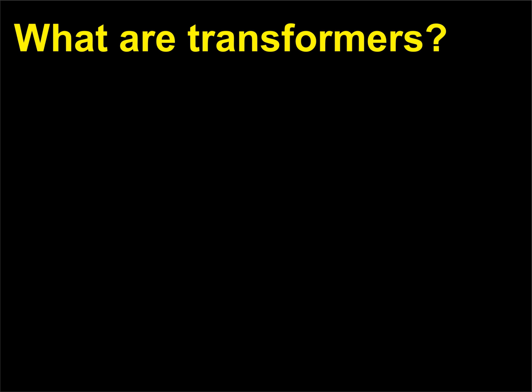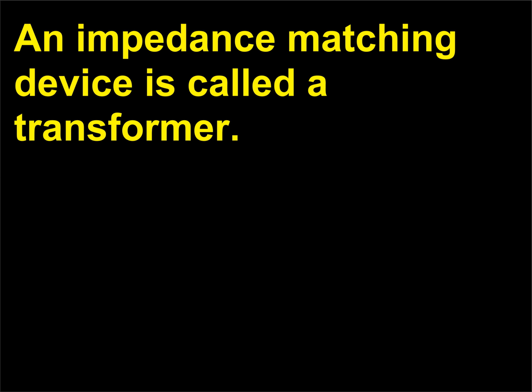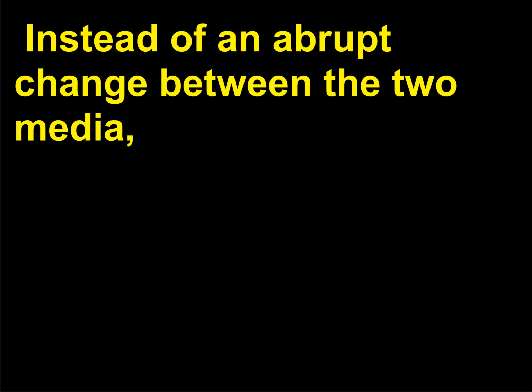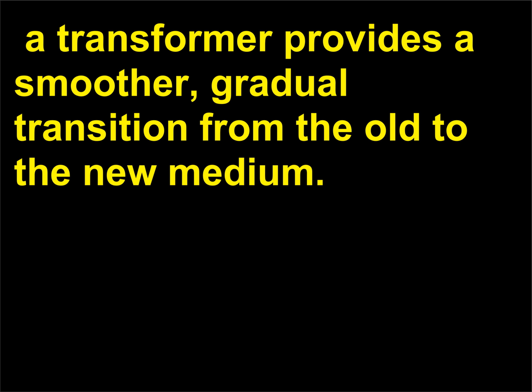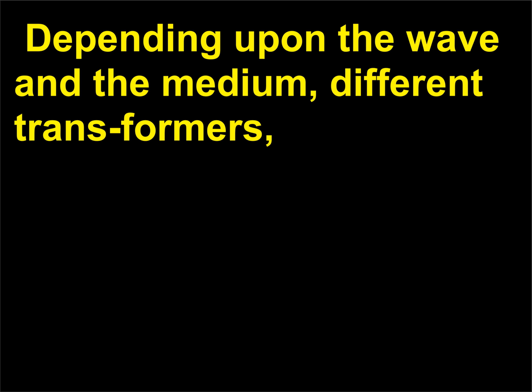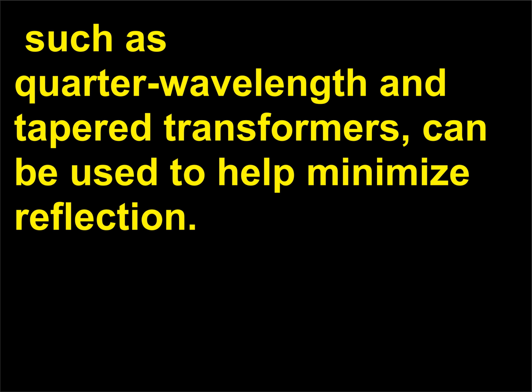What are transformers? An impedance matching device is called a transformer. Instead of an abrupt change between the two media, a transformer provides a smoother, gradual transition from the old to the new medium. Depending upon the wave and the medium, different transformers, such as quarter wavelength and tapered transformers, can be used to help minimize reflection.